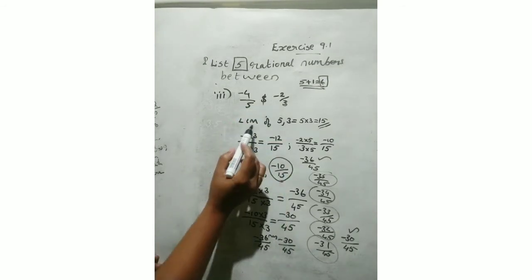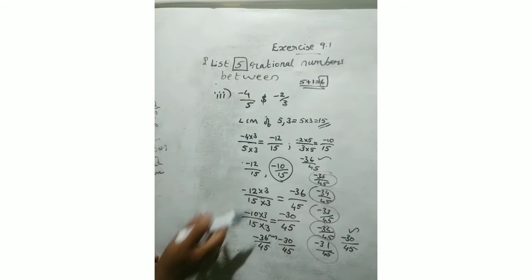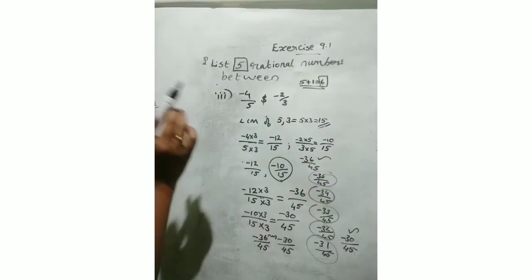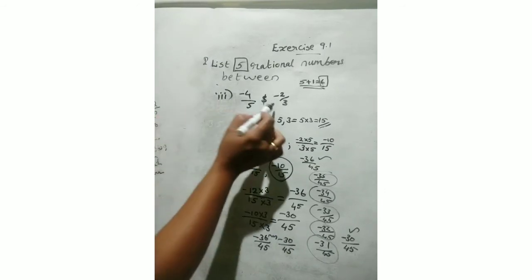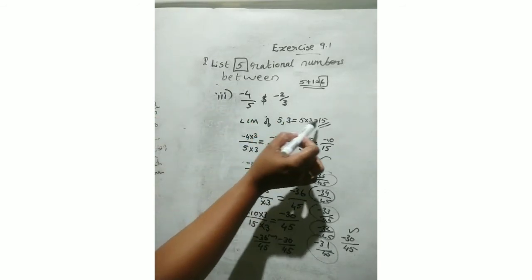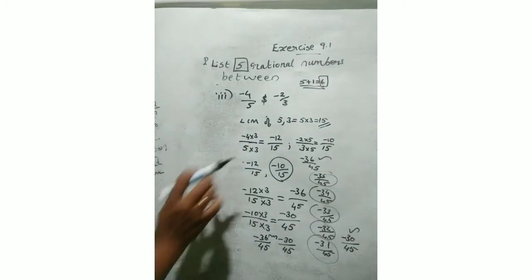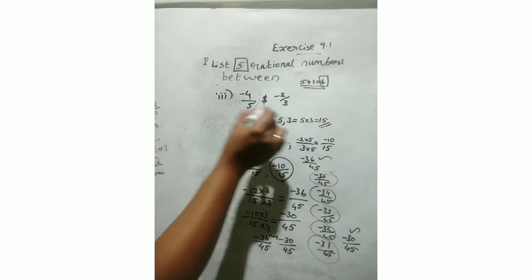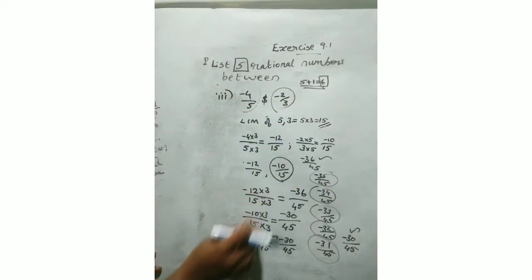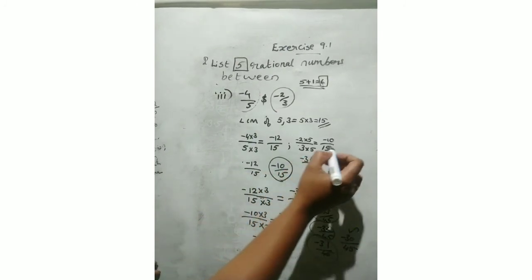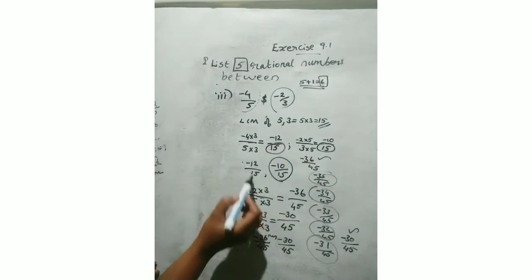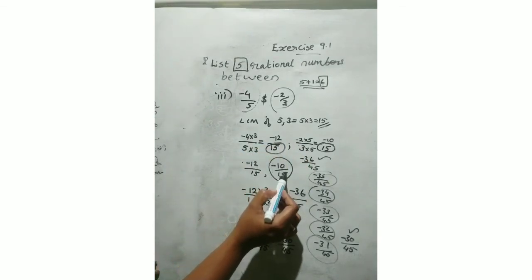One more, LCM of this given rational numbers denominator. Here the denominators are 5 and 3. We have to find the LCM of denominators, that is 15. After then we have to convert the given rational numbers into the LCM as the denominator. So now we will get the LCM as same. Here 15 is the LCM, so we got it like this way. Now new rational numbers are negative 12 on 15 and negative 10 on 15.